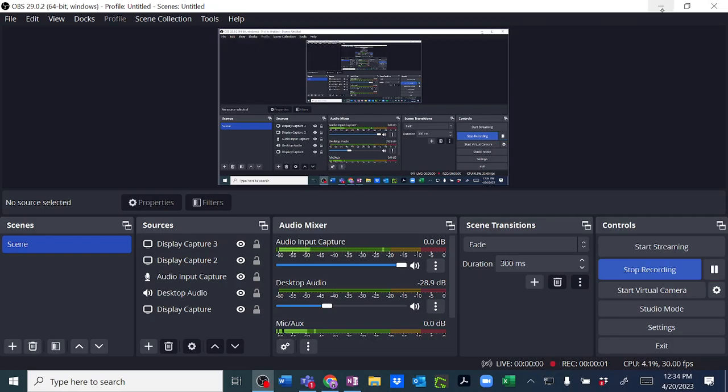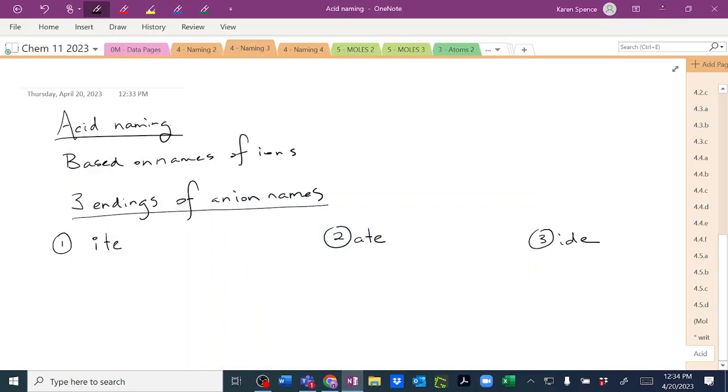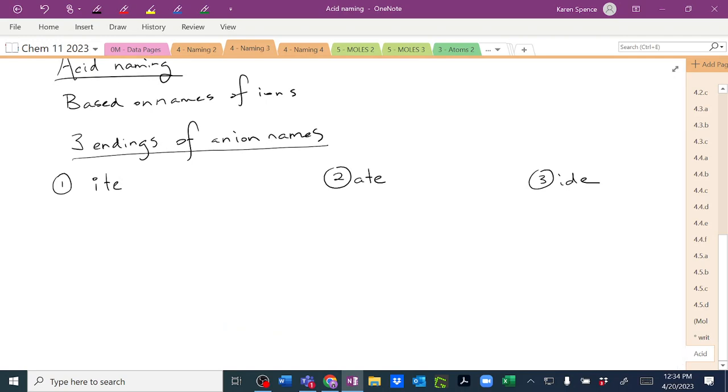Recording. There we go. So we're looking at acid naming. They're based on the names of ions, and they're based on ite, ate, or ide. I would like you to tell your partner, when you have the ite ending, what is a mnemonic that can help you remember how to name the acid?